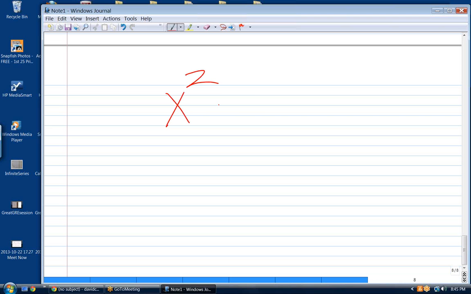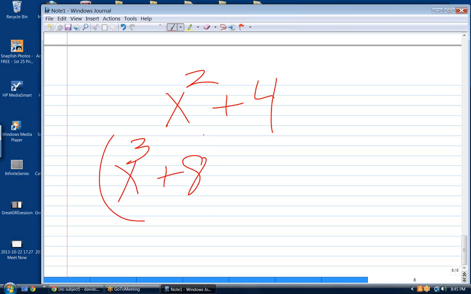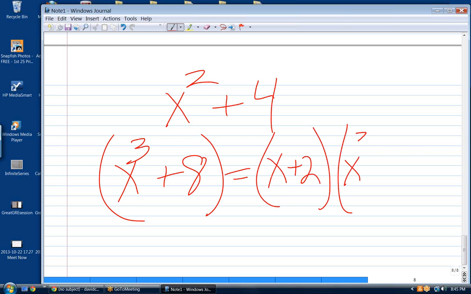Does this factor? Actually, no. The sum of perfect squares does not factor. The sum of perfect cubes does. Turns out that if I have x cubed plus 8, that does factor. This may be a step higher than you guys are doing. Yeah, we haven't gotten there yet. That makes sense.